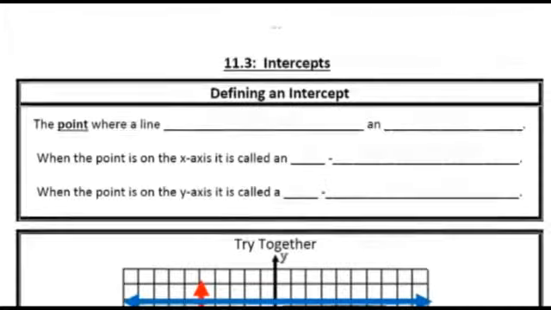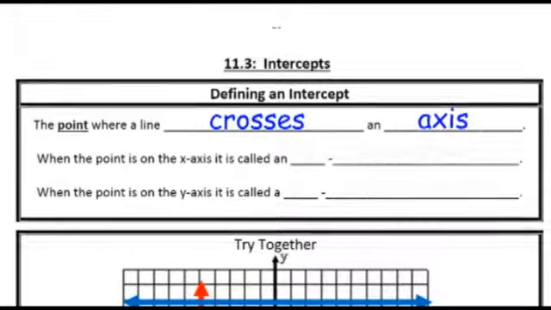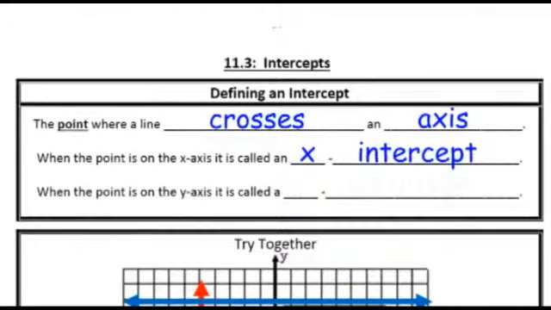Welcome to 11.3. We're talking intercepts today. An intercept is a point where a line crosses an axis. Now, we have two axes on the coordinate plane. We have an x-axis and a y-axis. So when it crosses the x-axis, it's called an x-intercept. When the point crosses the y-axis, it's called a y-intercept.